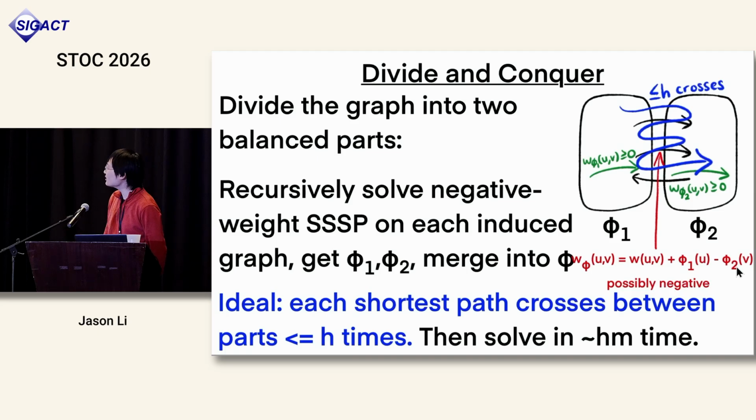So I will ignore the details, but this is some kind of hybrid between Bellman-Ford and Dijkstra, which can solve the problem when every single shortest path has at most h negative edges, which will be the case here, because the only edges that are negative are between the two parts. So the task boils down to finding a good partition for which shortest paths go between the two parts a small number of times.